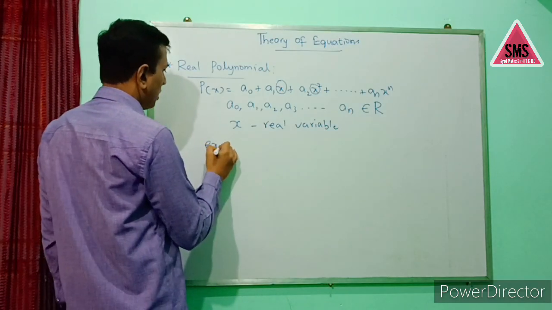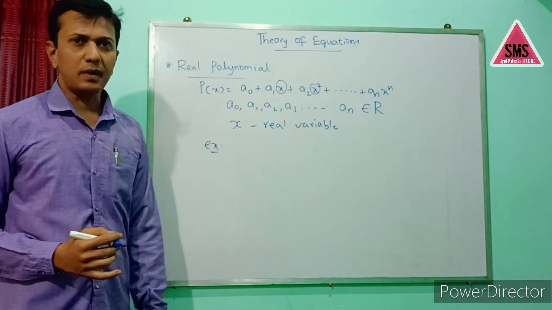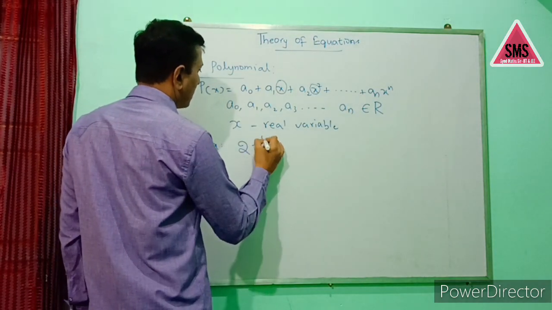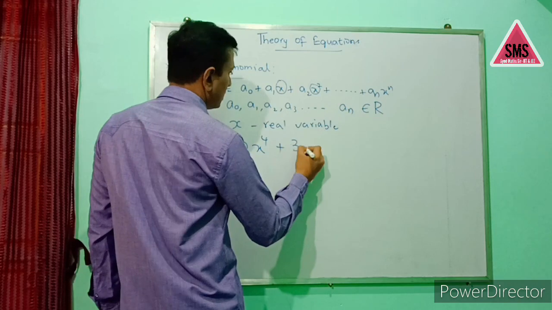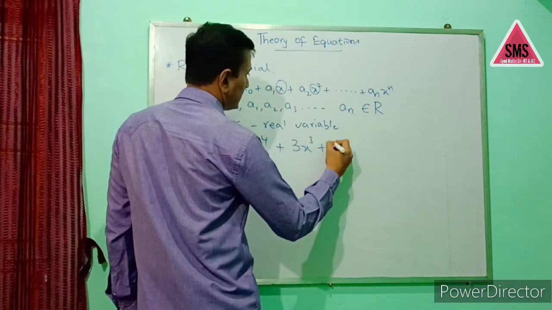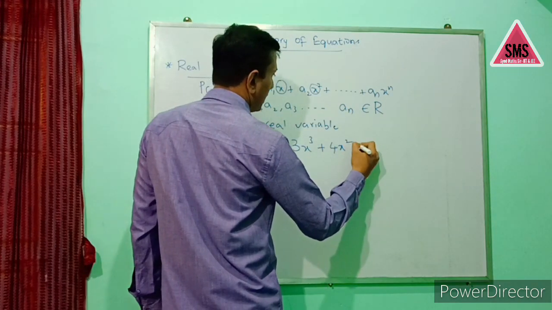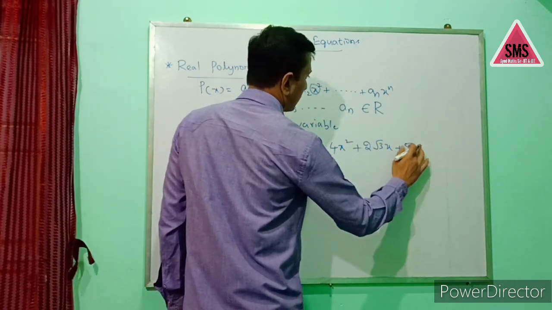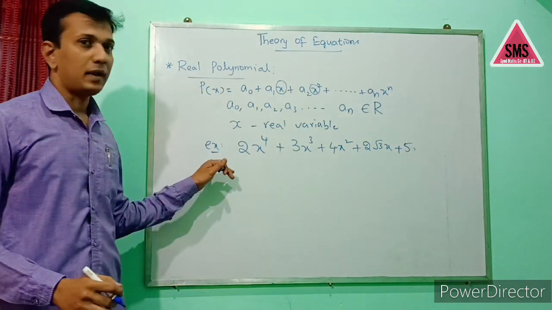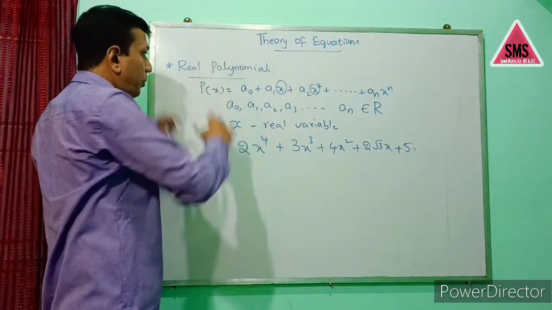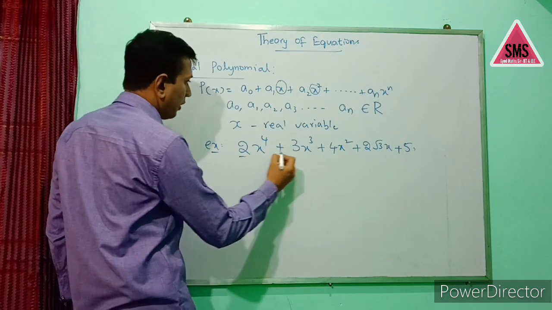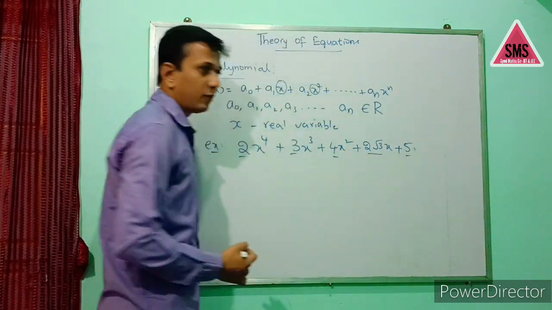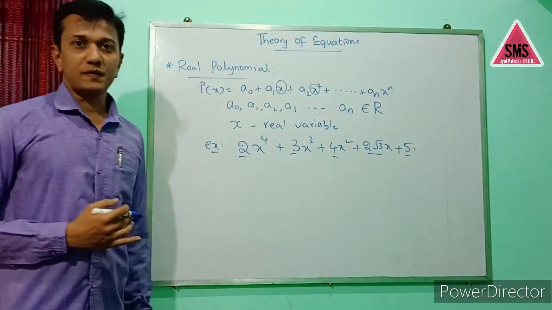Example. What is an example of a real polynomial? So we have 2x power 4 plus 3x cube plus 4x square plus 2 root 3 x plus 5. It is a polynomial which is called a real polynomial. We can see the coefficients here: 2, 3, 4, 2 root 3 and 5. These are real coefficients.